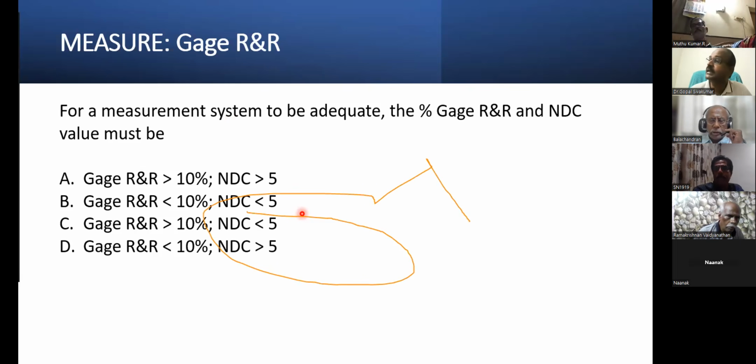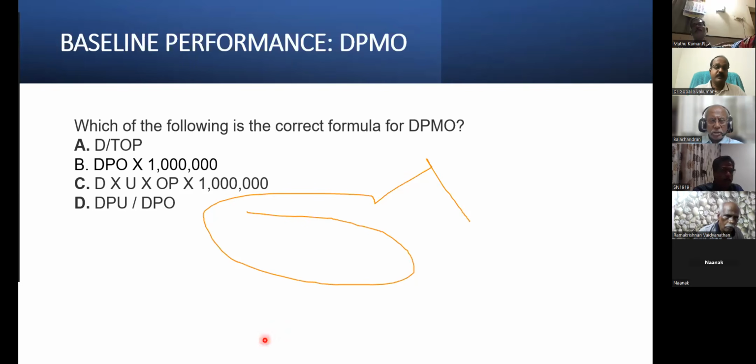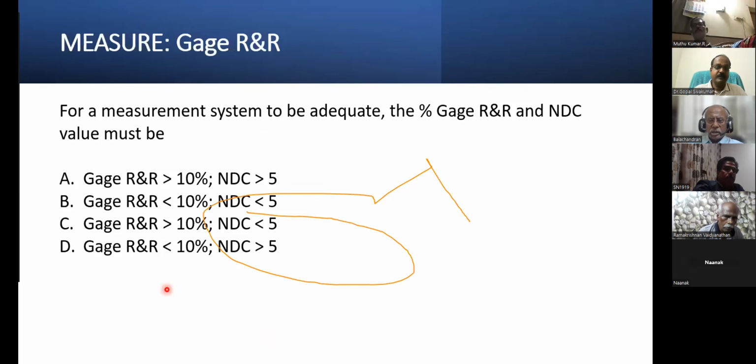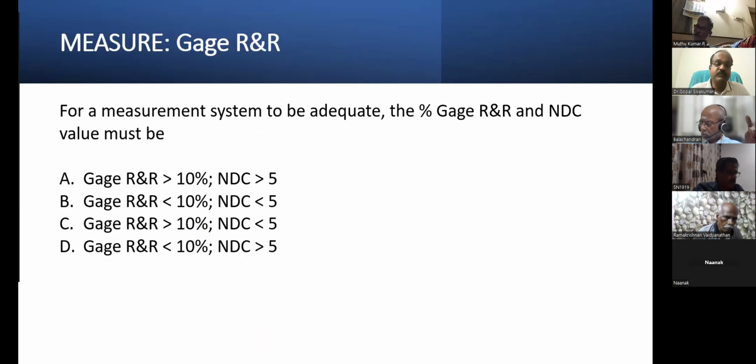Number 2, data category. Siva sir, the previous question, NDC, what is the expansion, sir? Number of distinct categories. No, the number of distinct characteristics. Categories, not characteristics. That is a decision by the management or the team. What are the things we are going to measure?